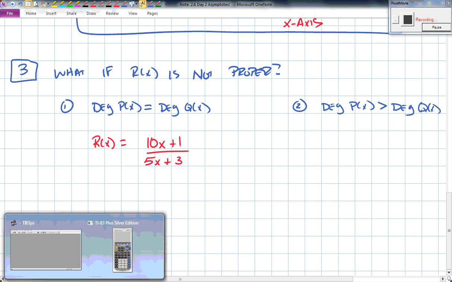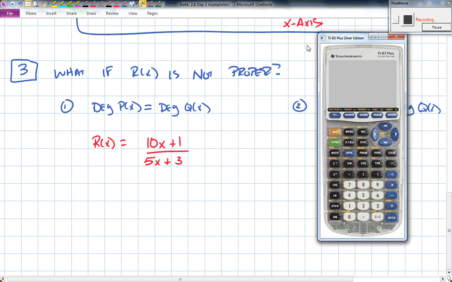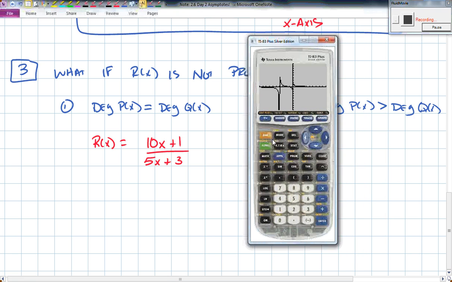So in the calculator, we'll bring this up. Go to y equals and clear this out. You have to put these in parentheses. Plus, someone notices something. Divided by 5x plus 3. So when you hit graph, make sure you have them in parentheses there. And when you hit graph, you should see this.